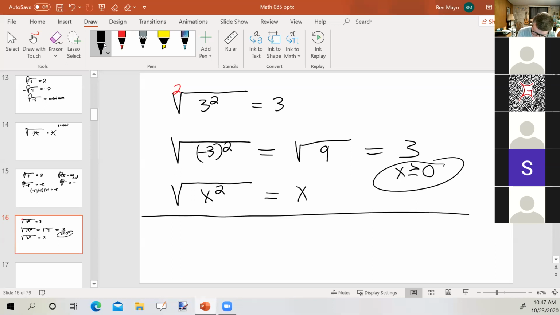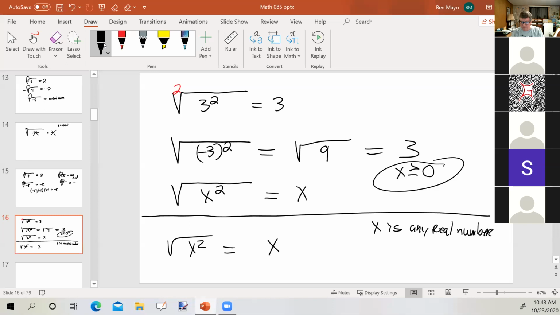Now, new set of conditions. X is any real number. Now, what's the answer? There is none. It's not real numbers. Isn't it still x? Well, but what if x is -3? Then we'd be getting a negative answer. What could you do to assure us that that answer is not negative? Isn't it plus or minus x?